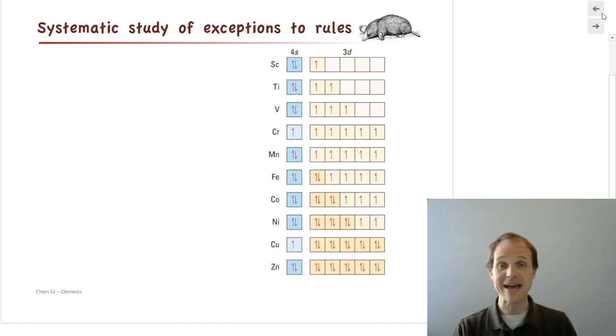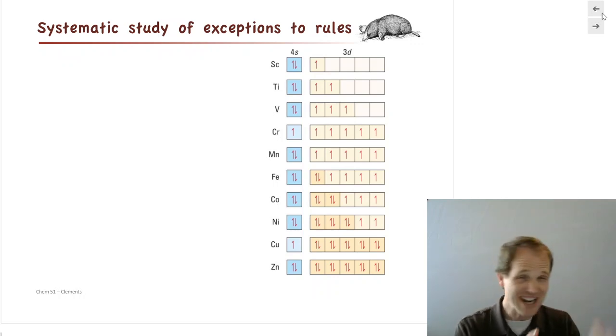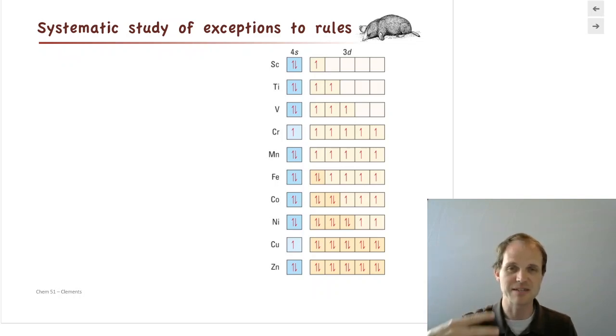First, one of the best definitions I ever heard of chemistry came from one of my college instructors, and hi, Professor Van Hickey. He said that chemistry is a systematic study of exceptions to rules. We have all these rules, and they generally do a pretty good job of saying, this is what's going to go on. But there's also always this list of exceptions. We have these generalized things, but there are always, always exceptions. And the filling of the d orbitals in the transition metals is no exception to the rule of exceptions.